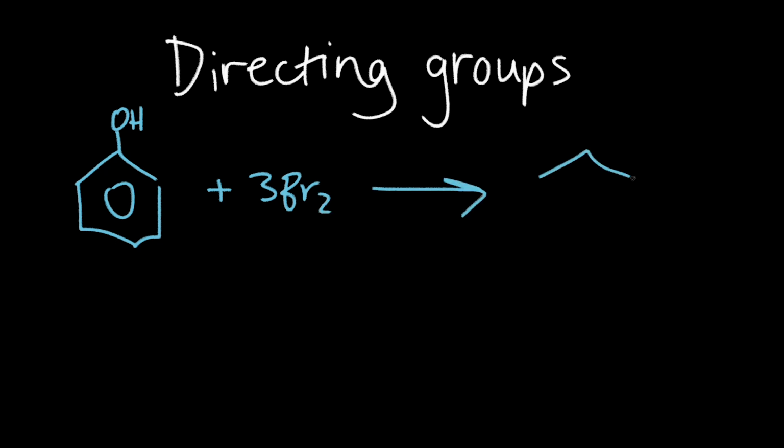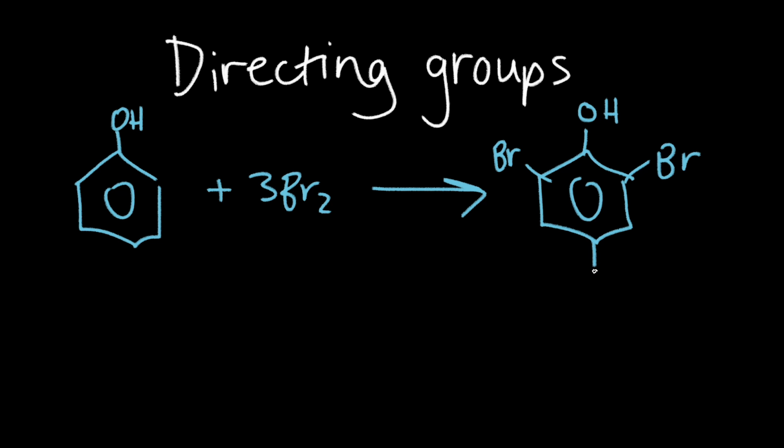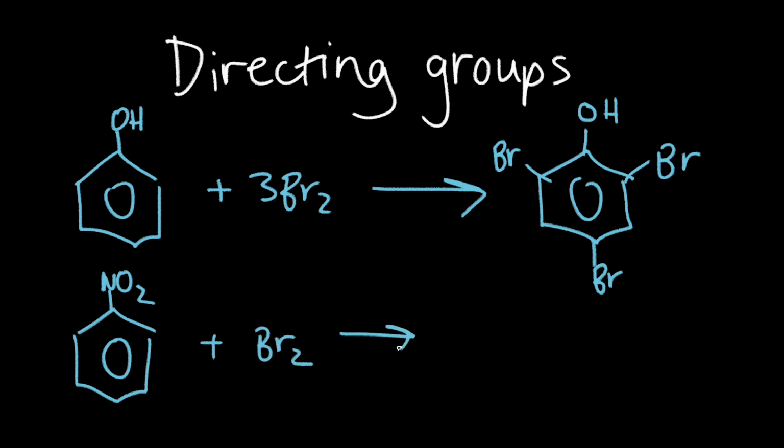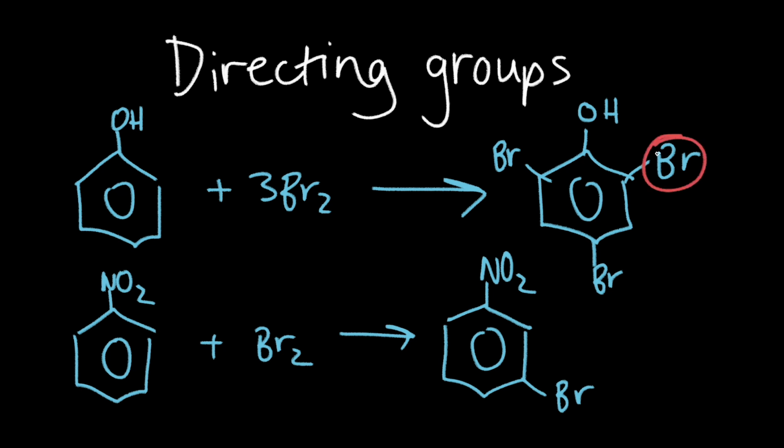In this video, we're going to be discussing directing groups on benzene. When we react phenol with bromine, we get this product. But when we react nitrobenzene with bromine, we get this product. Why is there a difference in the positions of these bromines?